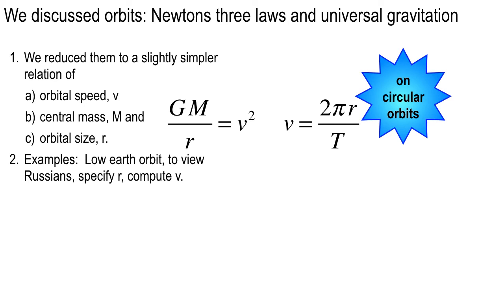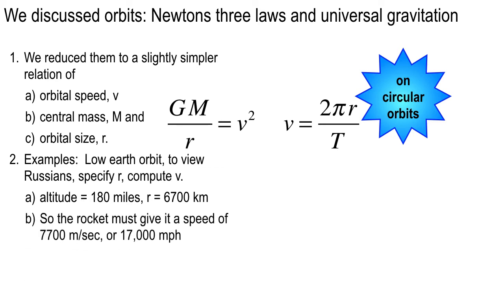And here's an example. A spy satellite, you want to look at the Russians. You specify the r that you need, and from that you compute the orbital speed. So altitude, let's say your cameras are good out to about 180 miles. If you're 180 miles away, you can read what's in Vladimir Putin's back pocket. And so you know that you have to give your rocket a speed. You use that to figure out v squared and then v. All right?